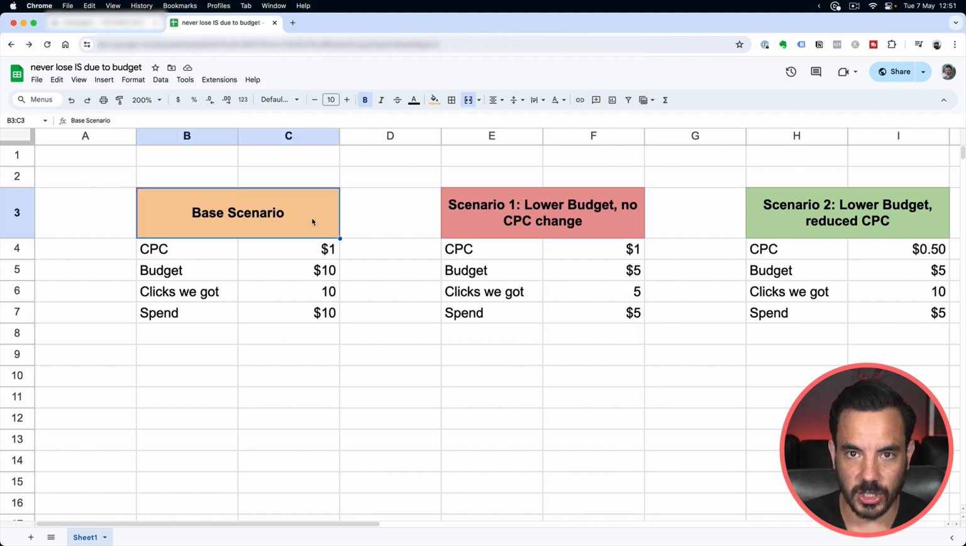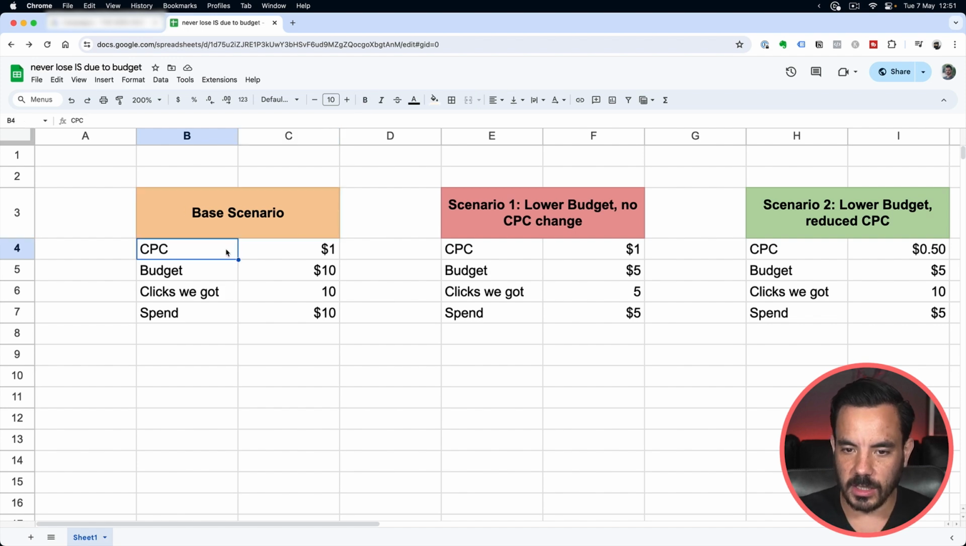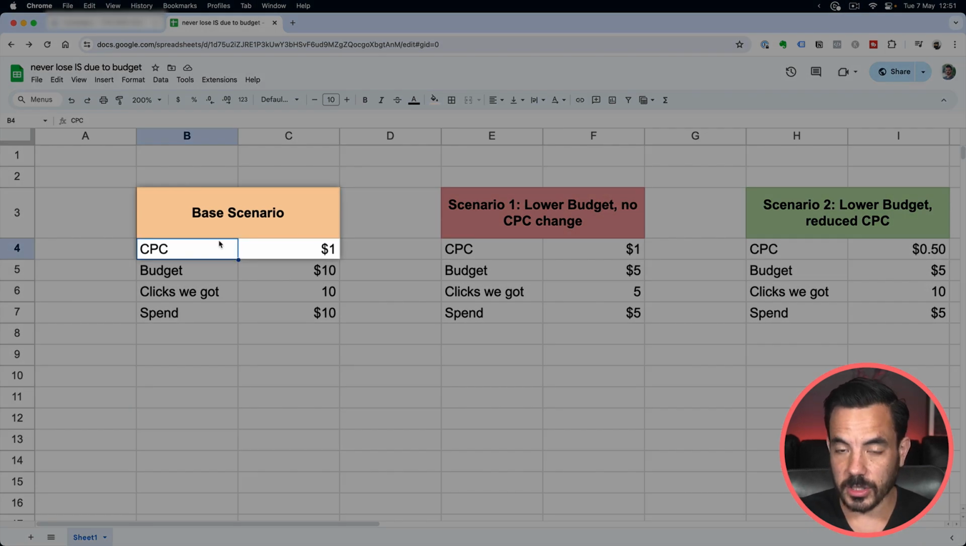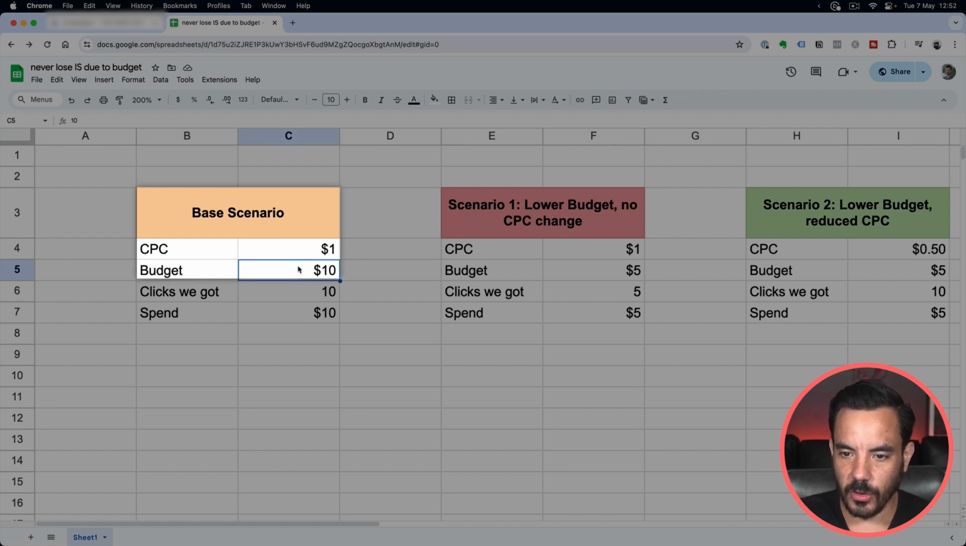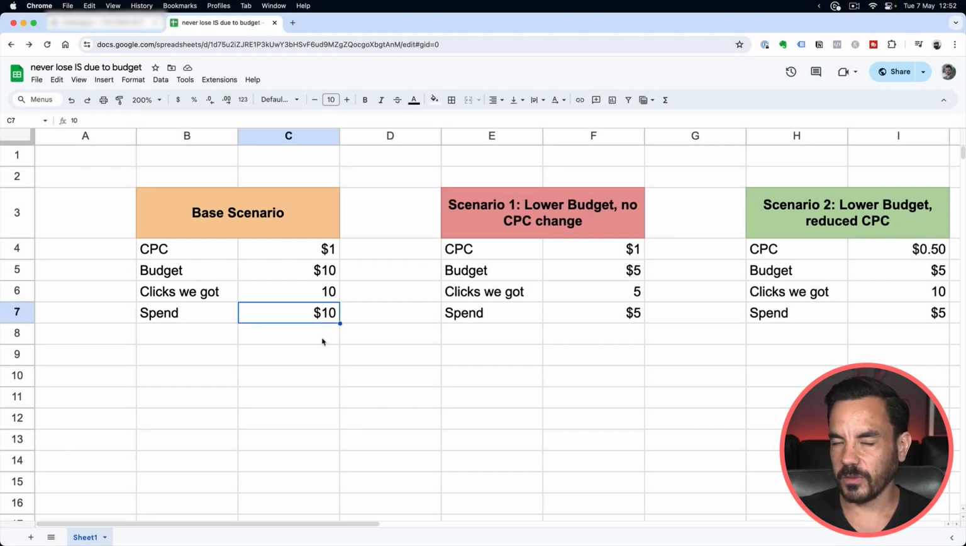Okay, let's imagine a scenario, right? Let's say the base scenario is that we can get clicks for a $1 cost per click. And let's say we have a budget of $10, so therefore $10, $1 cost per click, we can get 10 clicks for this budget and this CPC, and budget is $10, so we end up spending $10.